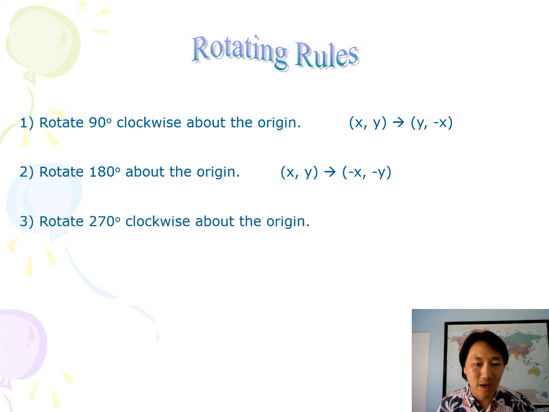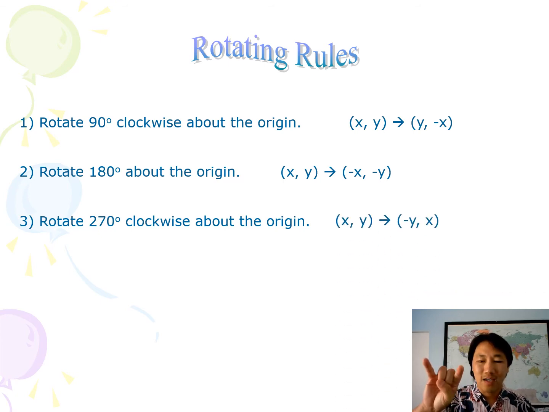And then if you have 270 degrees clockwise about the origin, then the rule is if you have an X and a Y, you actually flip the X and the Y, and then you change the Y to a different sign. All right, so those are the rules.